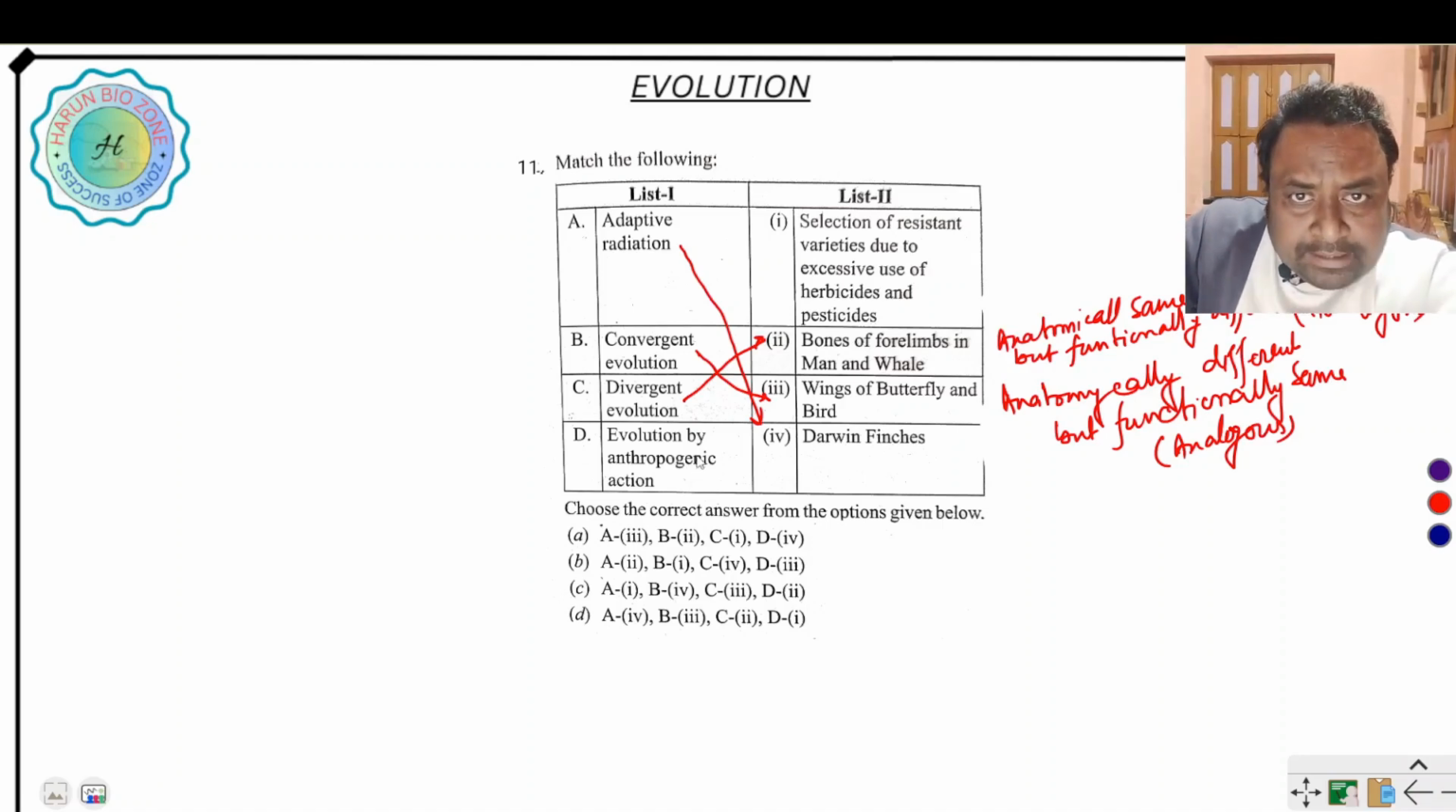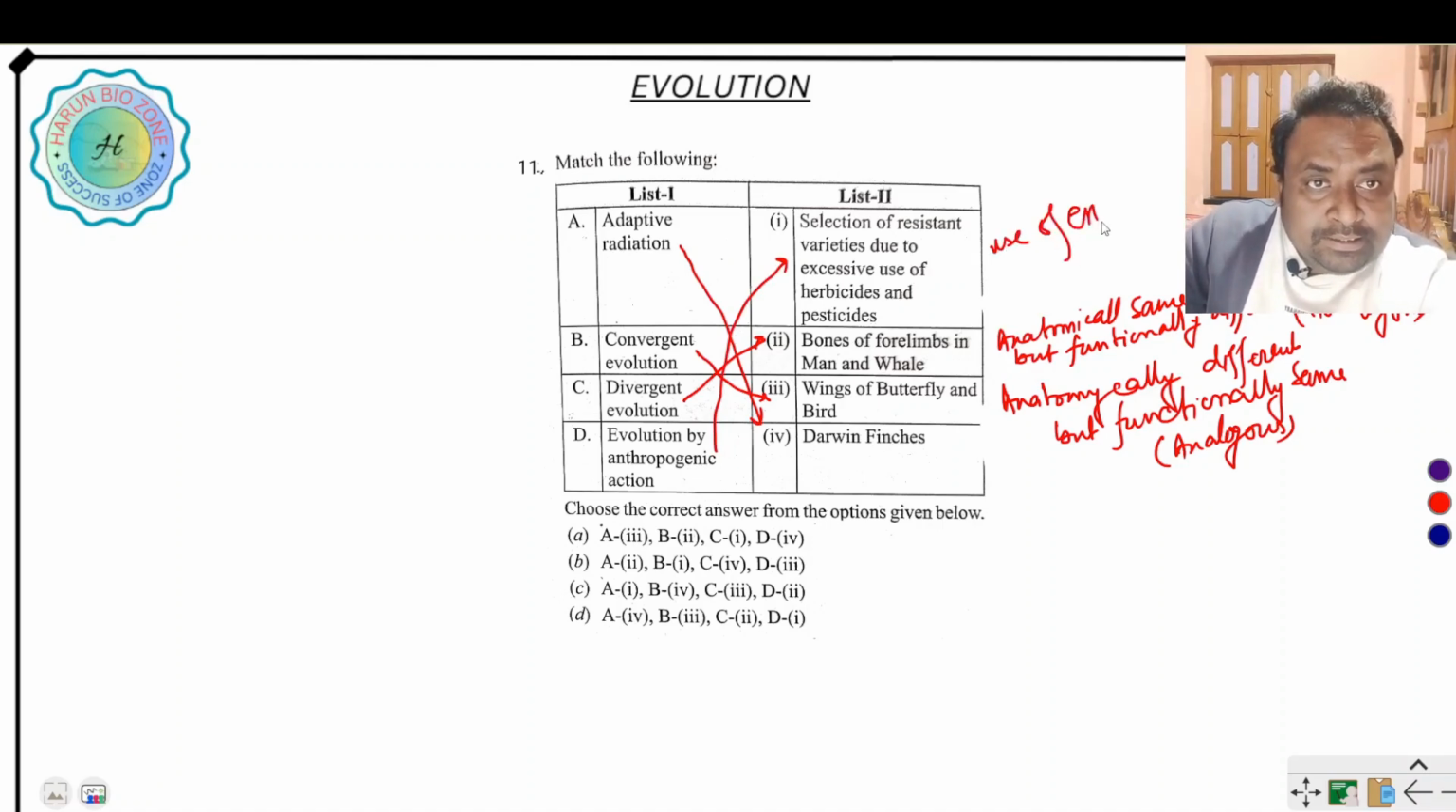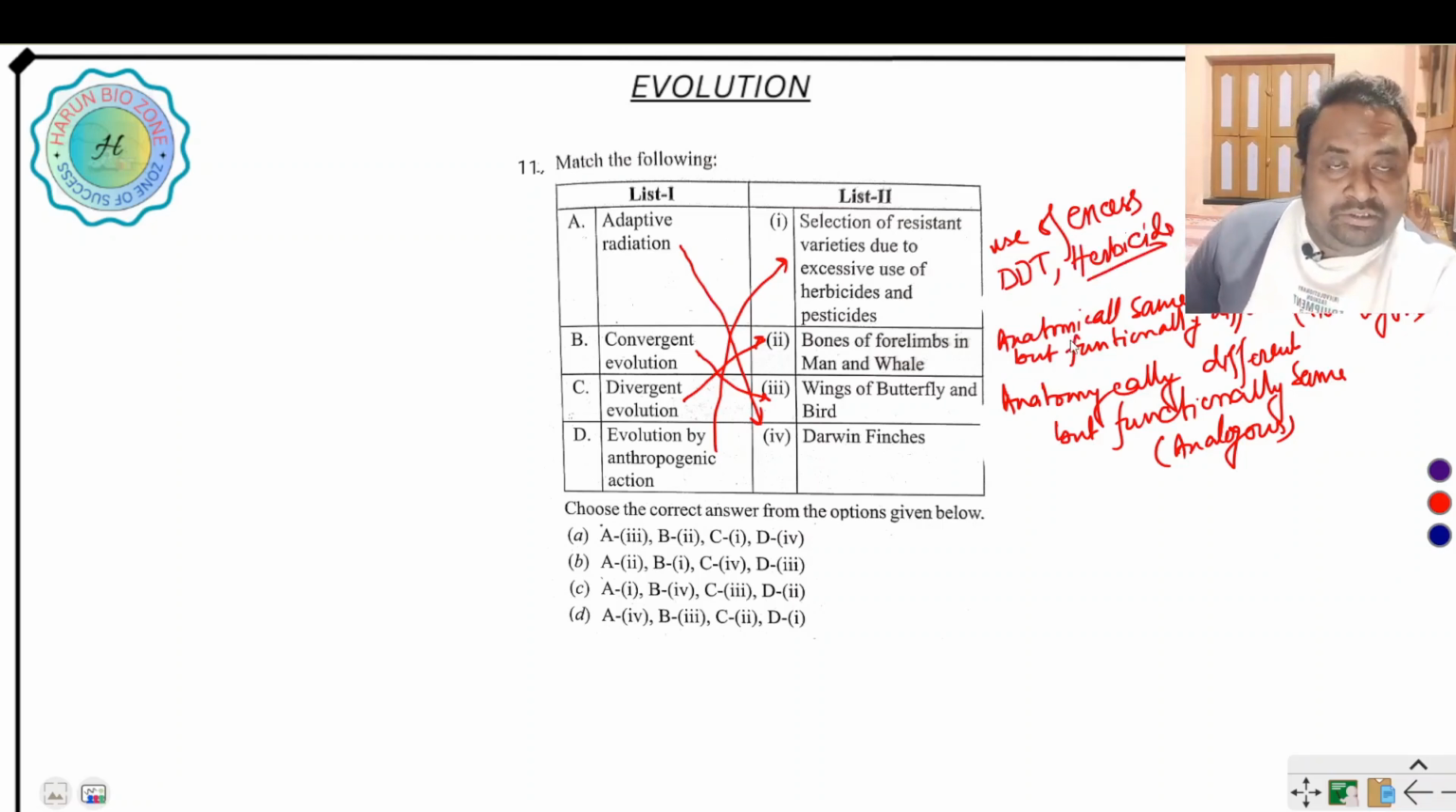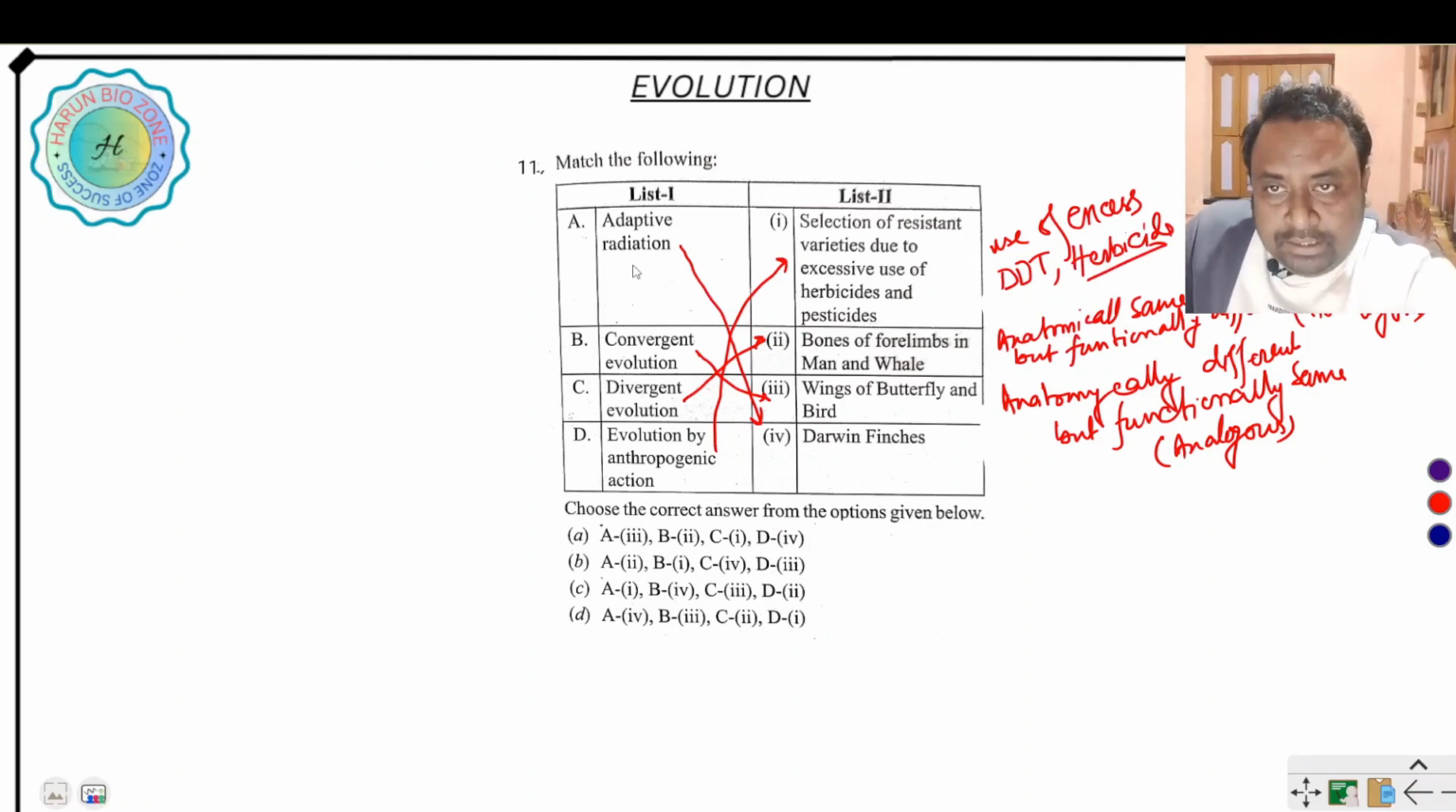Evolution by anthropogenic action: selecting resistant varieties. Suppose excess use of DDT to kill mosquitoes makes the mosquitoes resistant. Herbicides: the weeds become resistant to the herbicide, producing super weeds. So here the correct option is A4, B3, C2 and D1. D is the correct option.